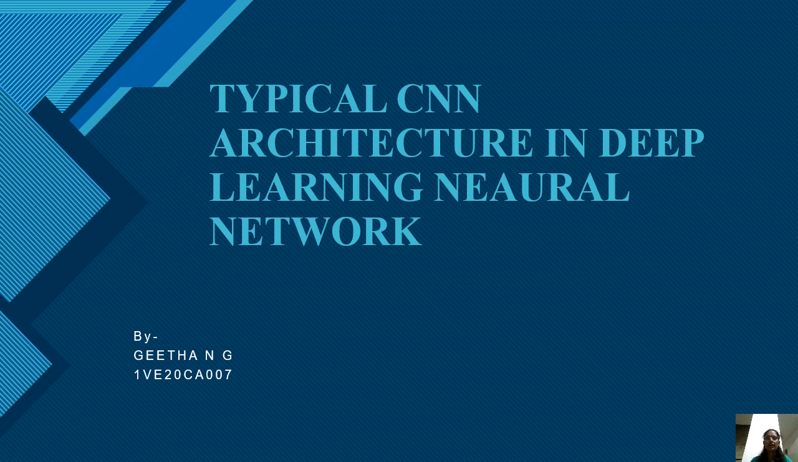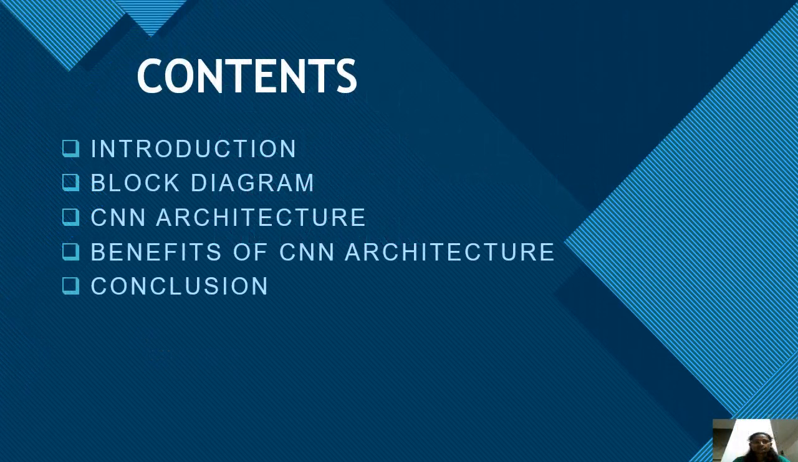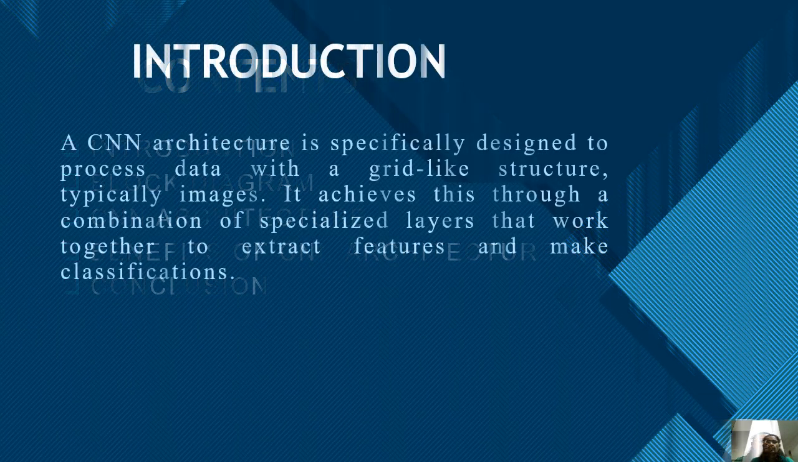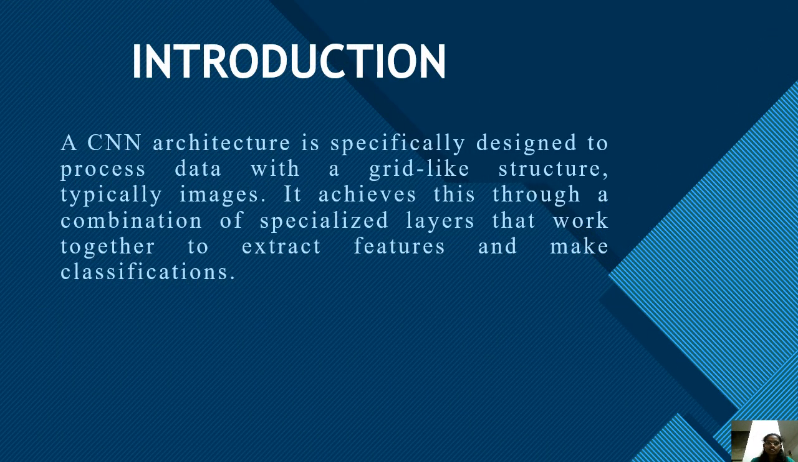Today we are going to learn about the topic typical convolutional neural network architecture in a deep learning neural network. Now let us see the contents. The contents are introduction, block diagram of convolutional neural network, CNN architecture, benefits of CNN architecture, and the conclusion. Let us see the introduction.